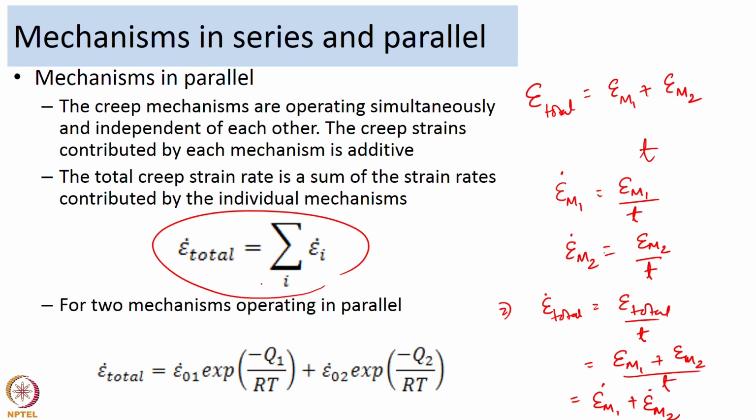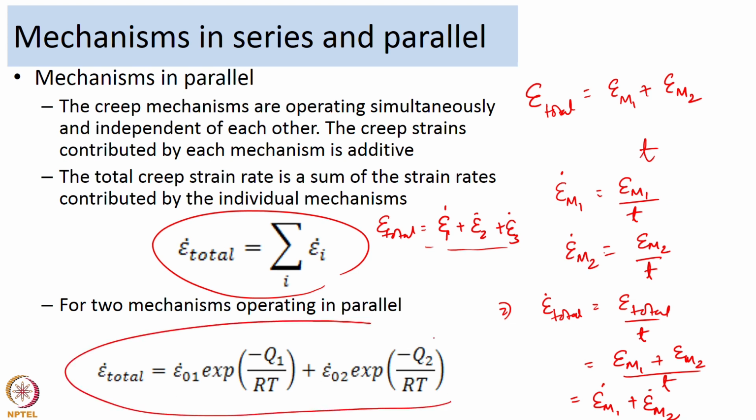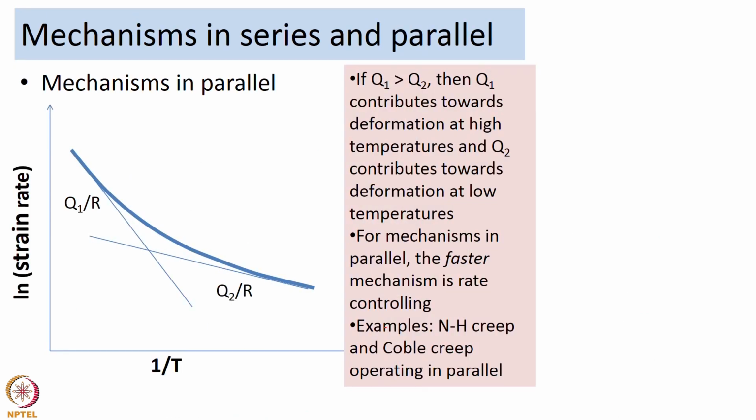If you have multiple mechanisms operating, you could have epsilon dot total as epsilon 1 dot plus epsilon 2 dot plus epsilon 3 dot and so on. But if you have only two mechanisms, we could expand the equation into epsilon dot total equal to epsilon dot 1 plus epsilon dot 2. So, that is how the strain rate of deformation would look for two mechanisms operating in parallel.